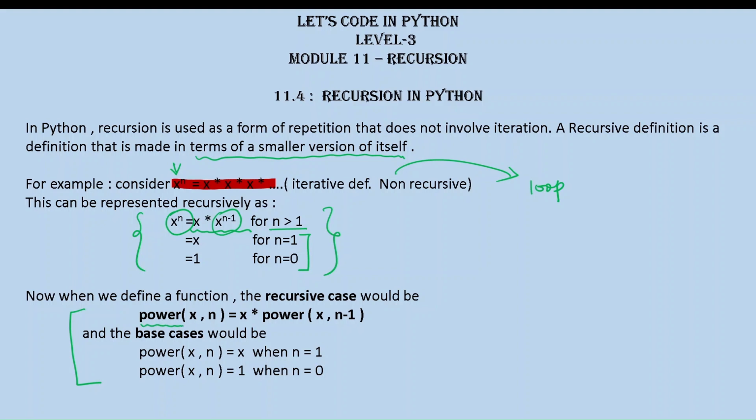The name of the function, we can term it power. So power of x comma n is equal to x into power of x comma n minus 1. Straight from this definition, you can get this function definition. And the base cases would be when the value of n is equal to 1, then you want to fix the power to x. And in case n is equal to 0, you want to fix this value to 1.